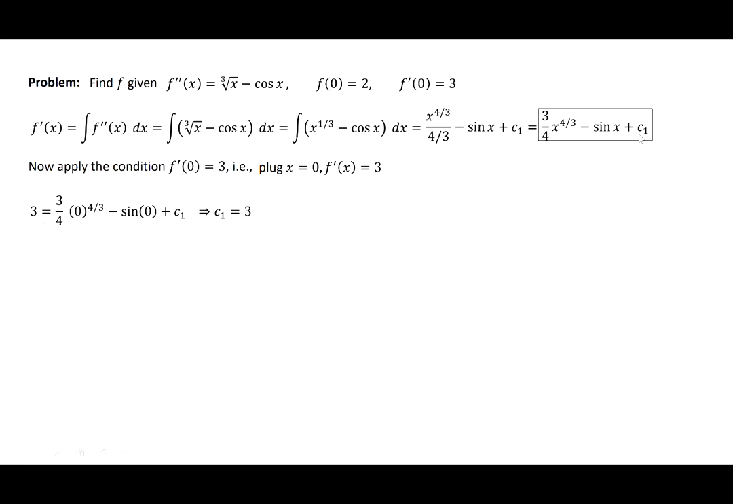So we were able to figure out the exact value of that constant based on this condition f prime of 0 equals 3. Cool? So f prime of x, in this case, is whatever we had with c1 replaced by what we just found it to be, that is 3. Cool? Now we need to find f. So let's integrate f prime of x.